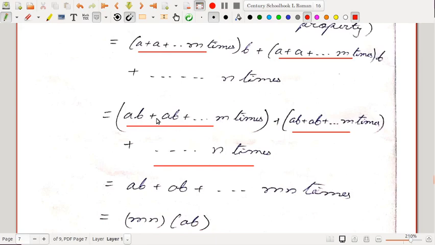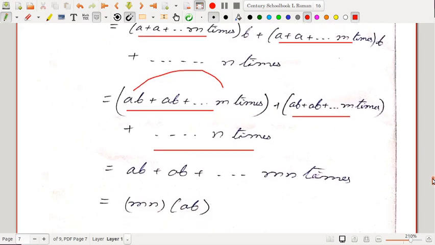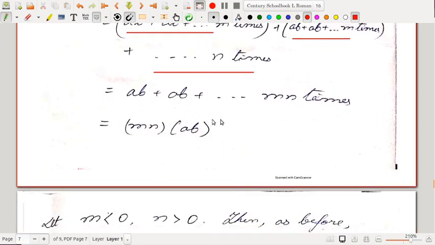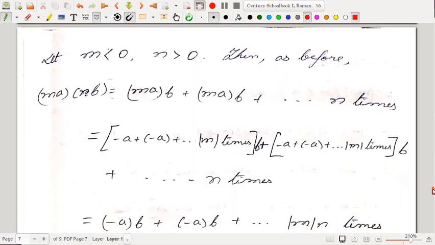That's quite simple. Suppose each bracket contains 3 such terms, and there are 5 such brackets. How many terms are there in total? 5 into 3, 15. So it's very ordinary arithmetic. So ab plus ab added mn times is the same as mn multiplied with ab, mn times of ab. So we have considered the case for both m and n positive.